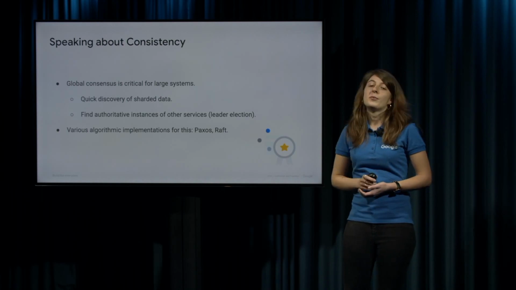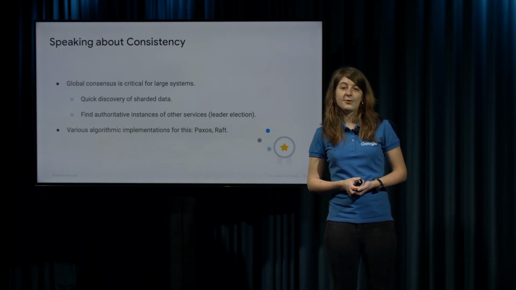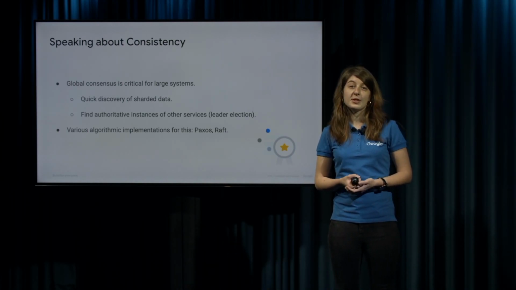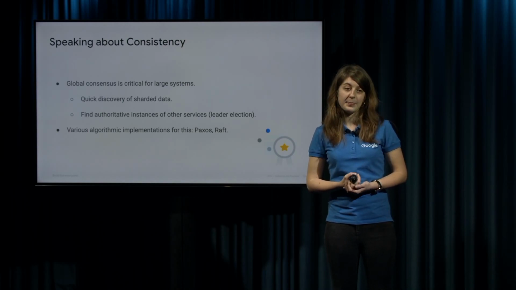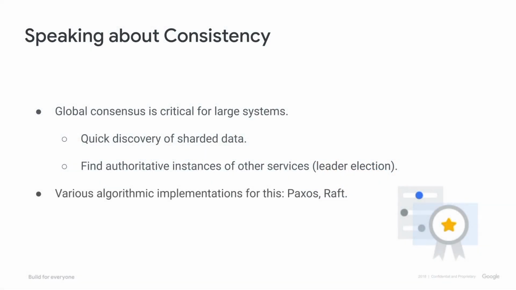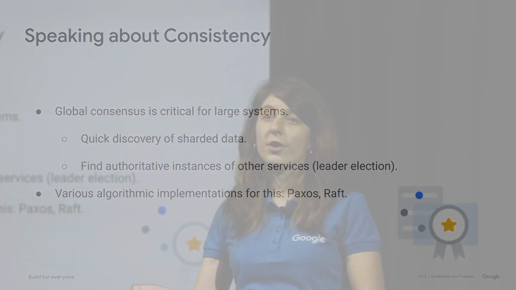There is a reason why most cloud providers do not provide leader election services for consumers. That is because it is hard to use correctly. Global consistency, however, is very critical for large systems. We need it, for instance, for quickly discovering the data that is sharded in multiple locations. It is also important in order to find authoritative instances of other services, or, for instance, for the load balancer to find which workers to send data to.